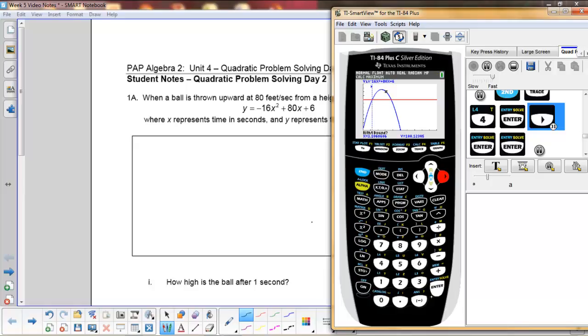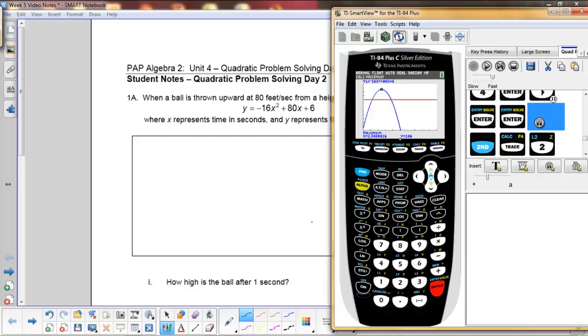Now I'm going to drag that cursor all the way back to the right side. And once it's clearly on the right side of the top of the parabola, I can hit enter again for the right boundary. Now the guess is unnecessary. It'll find it between those two boundaries that you set for it. The maximum time is 2.5. The amount of time it took to get to the maximum height is 2.5 seconds, and the maximum height is 106 feet.